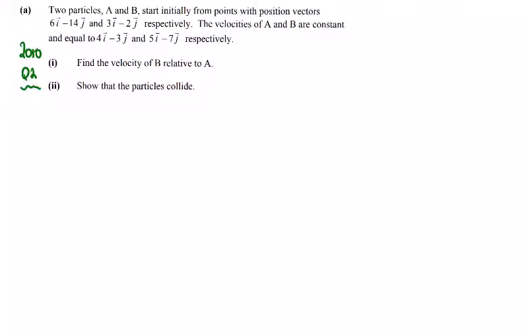2010 relative velocity question 2. We're given position vectors and we're given velocities of A and B. Find the velocity of B relative to A. B relative to A is the velocity of B minus the velocity of A.